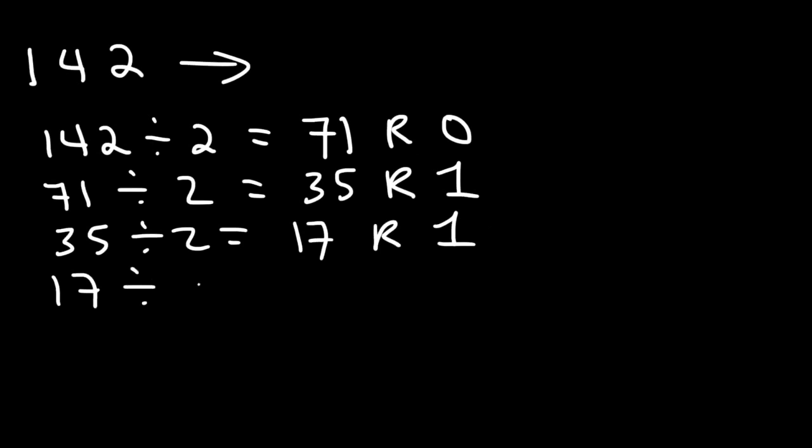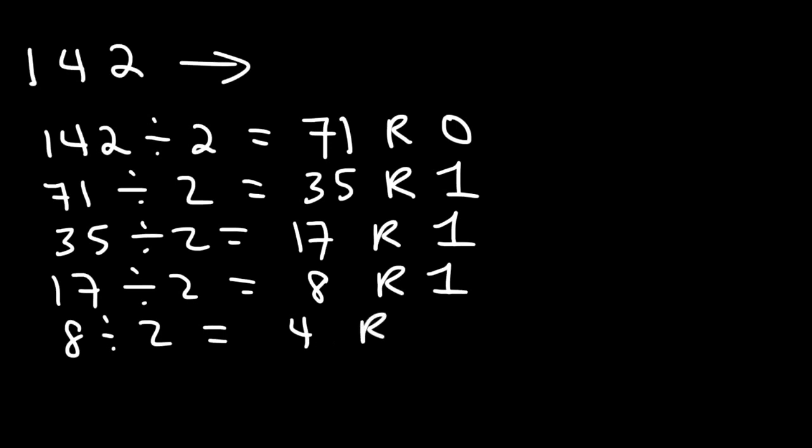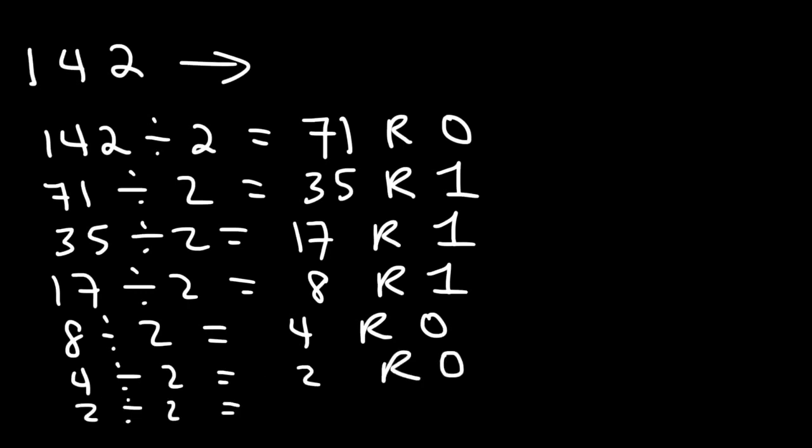17 divided by 2 is 8.5, so that's 8 remainder 1, and then 8 divided by 2 is exactly 4, then 4 divided by 2 is exactly 2, and then 2 divided by 2 is exactly 1. And then finally 1 divided by 2 is 0.5, so that's 0, remainder 1.